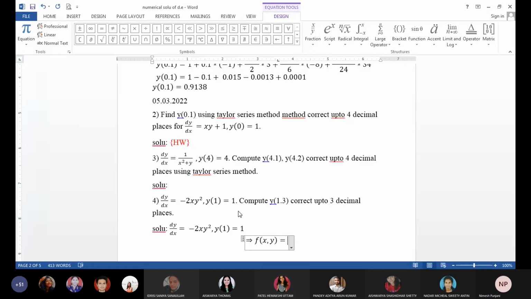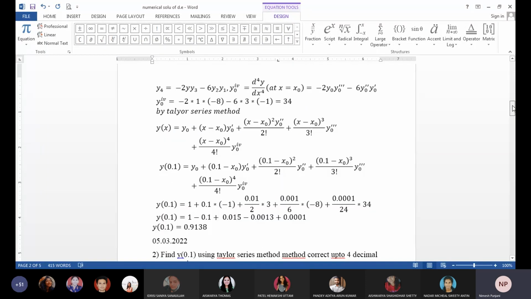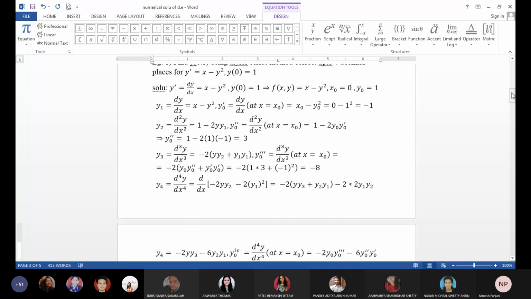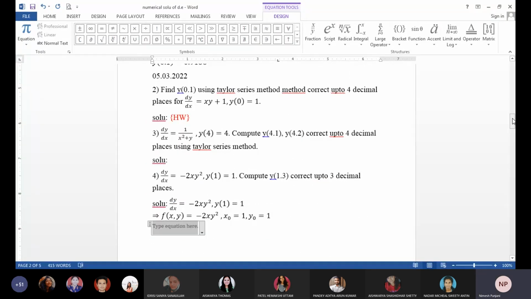Minus 2xy square. Okay. What is x0? 1. What is y0? 1. Okay. So now you have to find the solution correct up to 3 decimal places. So 3 decimal places मतलब triple dash तक का करना है. So solve करो and get the answer.